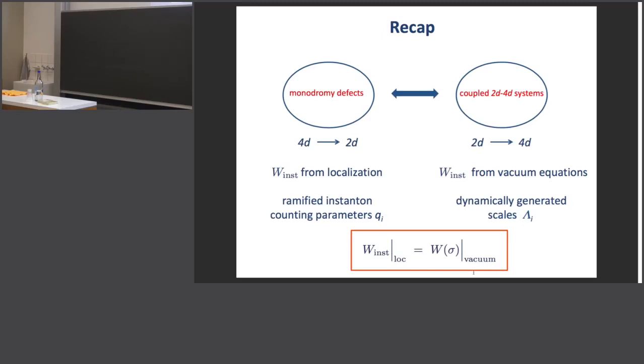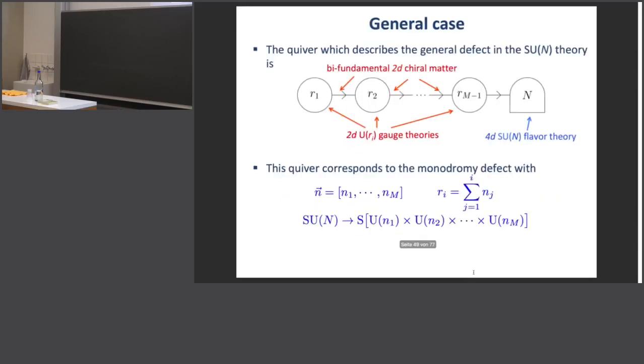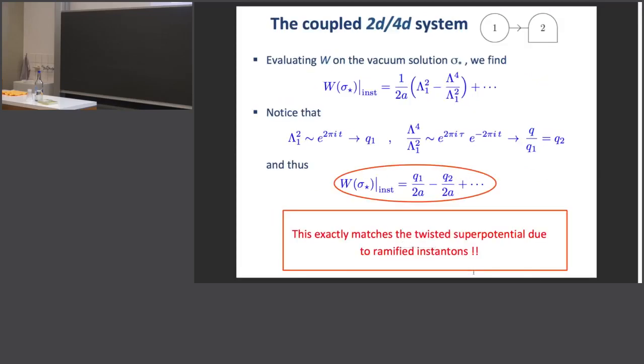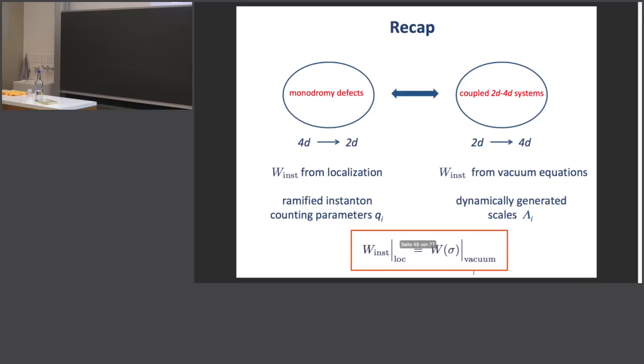In this approach, you naturally have the dynamically generated scales from the very beginning, which are identified in a very specific way with the ramified instanton couplings, and these ratios of scales also appear. Is there any symmetry between the Q1 and Q2? It looks like probably there was a branch cut that you can choose a different sign. Yeah, there are signs, and there are these kinds of symmetries. Actually, I will comment about that later.